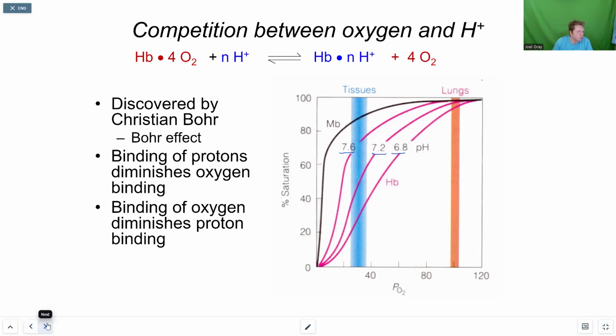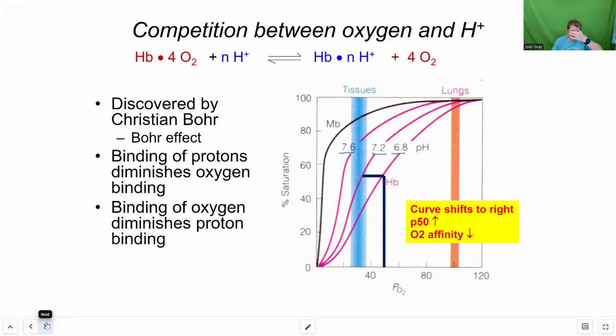So what Bohr's conclusions were: binding of protons diminishes oxygen binding. Binding of oxygen diminishes proton binding. So there's our P50. When the pH goes down, our P50 goes up because our O2 affinity goes down.